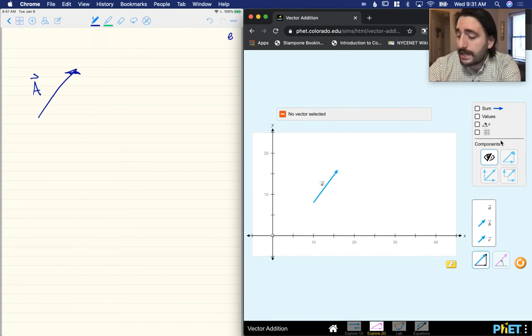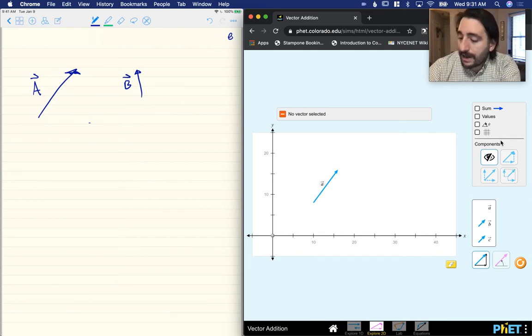I could draw in a different vector, maybe this vector B, okay? And what's different about vector B? We can see vector B is shorter, so we might say its magnitude is less. And we can also say it's pointed in a different direction. Right? I can also take a vector and scale it. I can make it longer, or I can make it shorter.